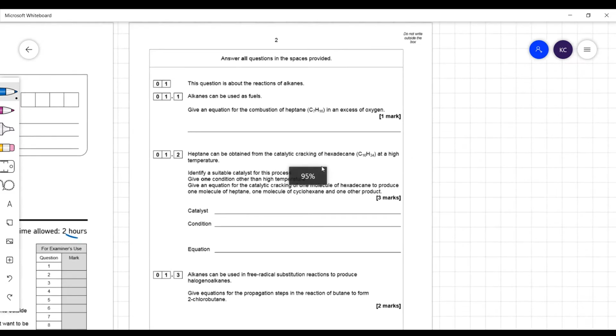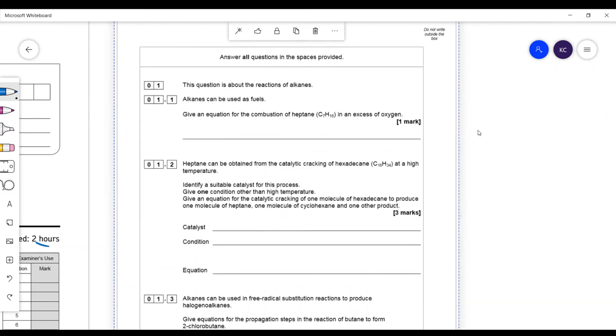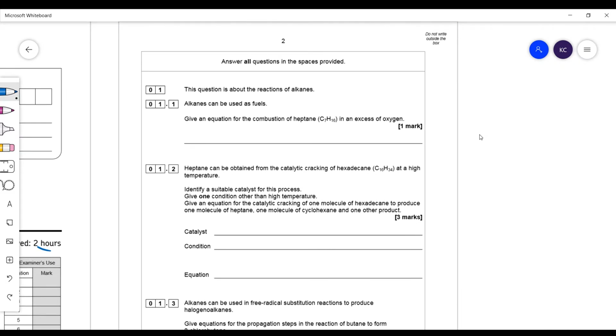It's about reactions of alkanes. It says alkanes can be used as fuels, and you're supposed to give an equation for the combustion of heptane in an excess of oxygen. When you hear excess of oxygen, it's complete combustion. If it's not an excess of oxygen, it's incomplete combustion. But in this case we have enough oxygen, so the only products will be CO2 and H2O.